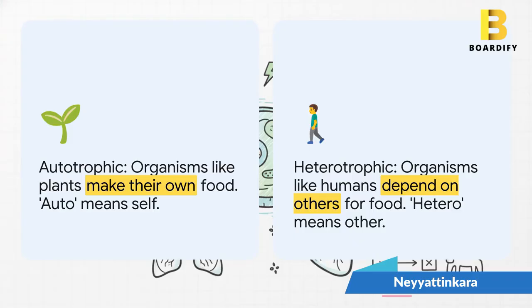Now, for your exams, this is super important. You have to know the two main kinds of nutrition. On one hand, you have autotrophic nutrition. You see this in plants. The word auto kind of means self. They make their own food. And on the other hand, you have heterotrophic nutrition. This is us, humans. Hetero means other. We depend on others for our food. Getting this difference right is a classic exam question.